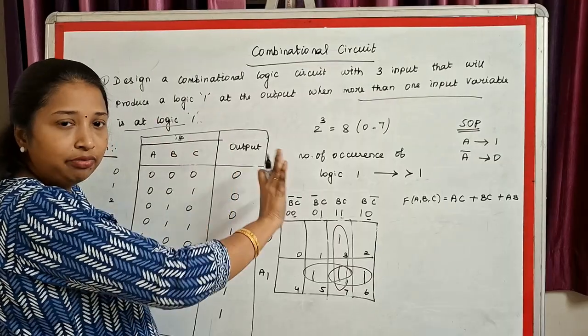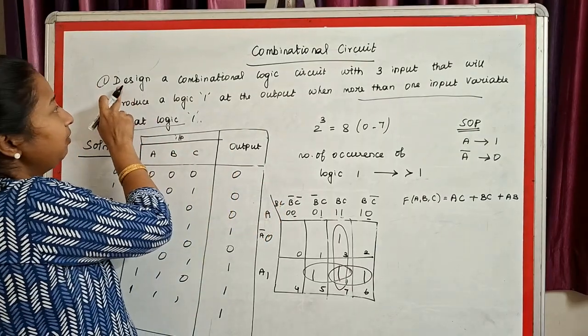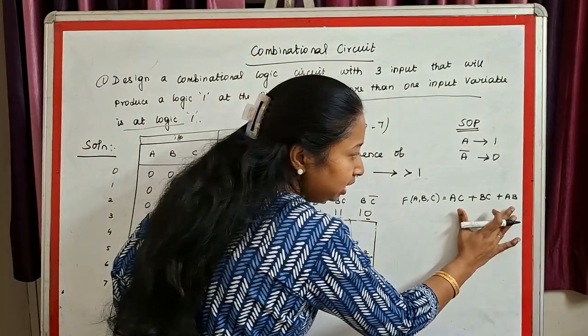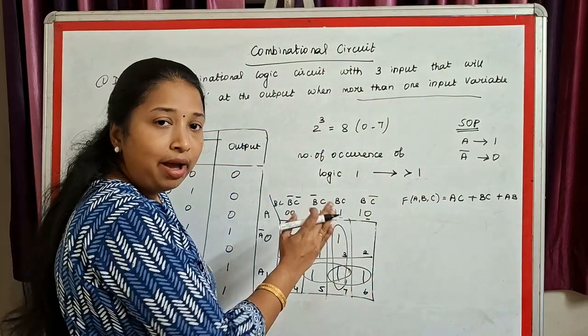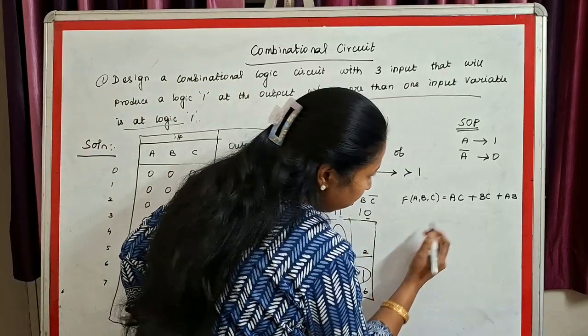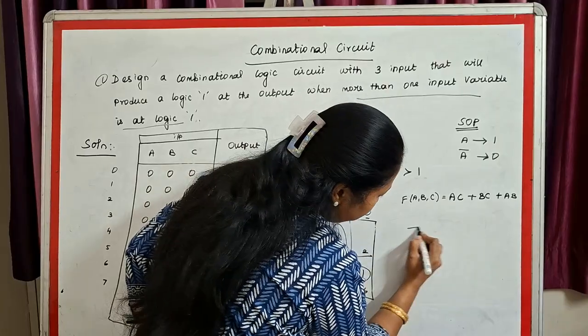But I am not done with the answer yet. What have they asked? They have asked you to design a combinational logic circuit. So whatever equation you have got, you have to implement it. You have to design the circuit. How will you design? How many variables are there? 3 variables.